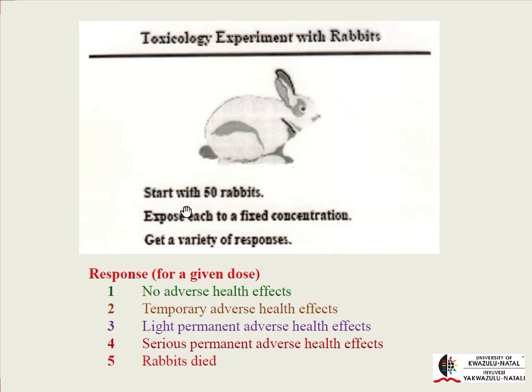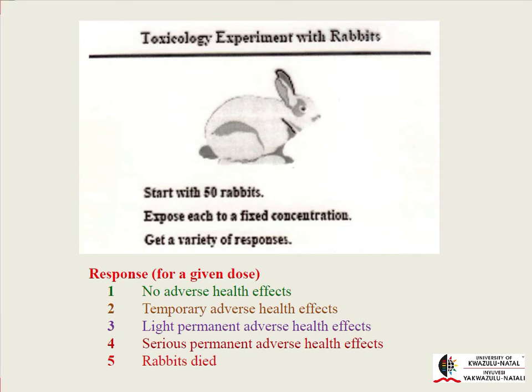Typical populations start with 50 rabbits, and the general idea is to expose that population to a fixed concentration or a fixed dosage of a particular chemical. And you would, of course, get a variety of responses. Not all of the mammals are the same.